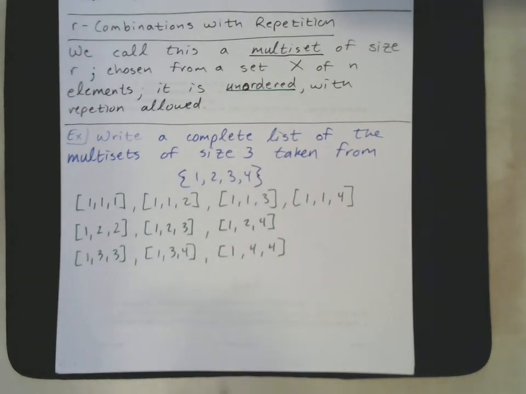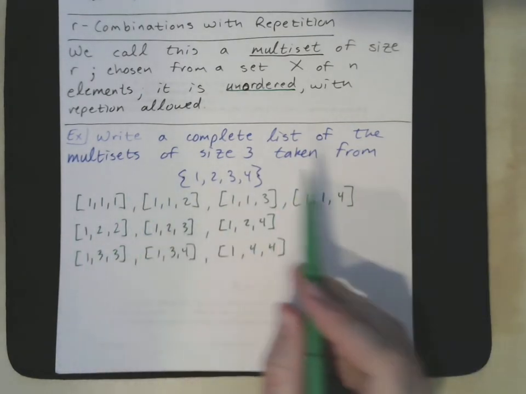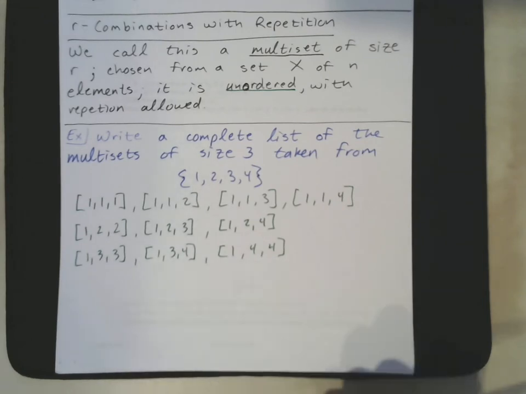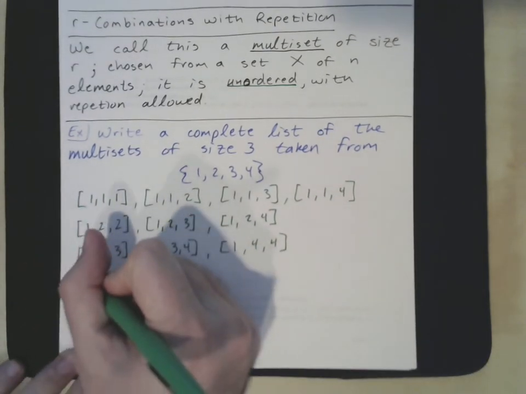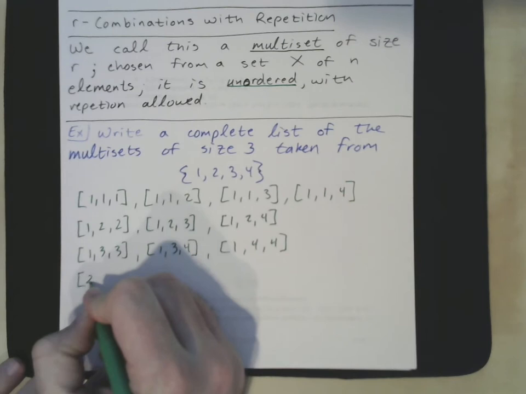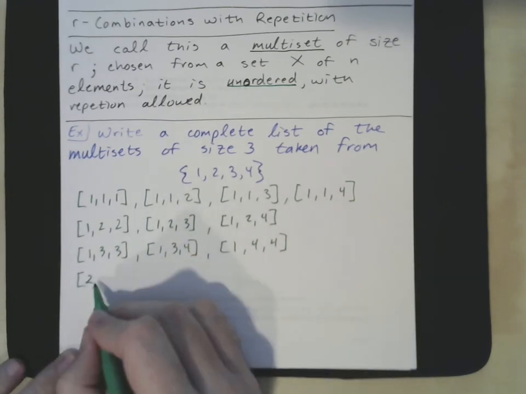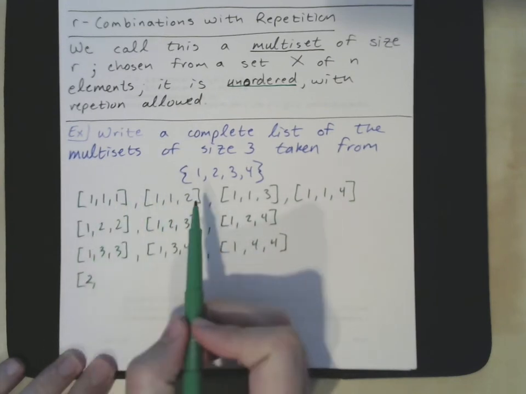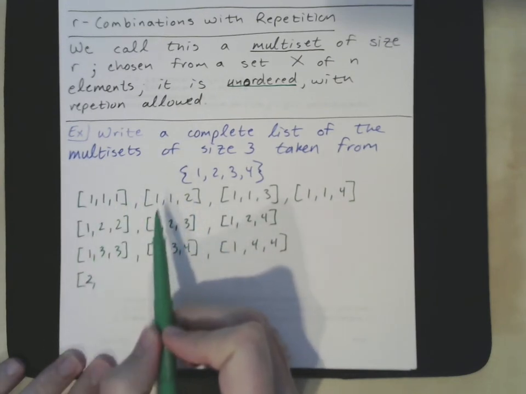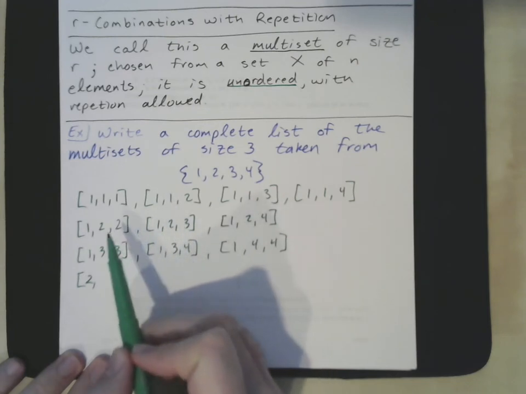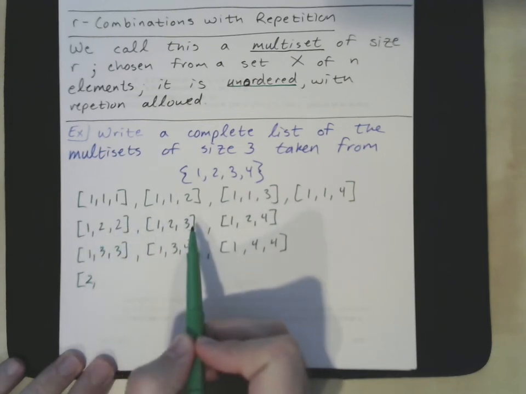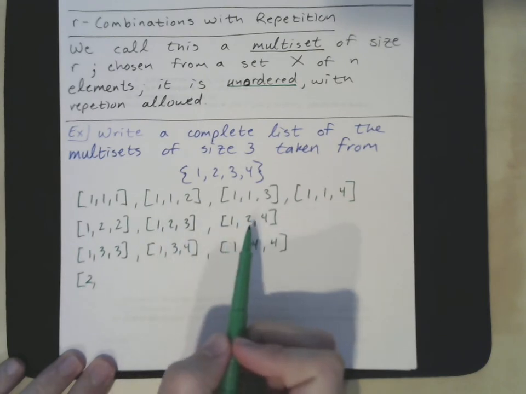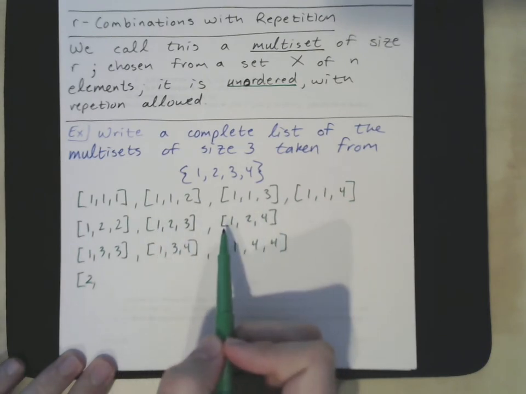So the next set, this is all of the multisets of size 3 that start with a 1. Now we move on to 2. So we start with 2, and anything that has a 2 and at least one 1 has already been written. So 2, 1, 1 is here. 2, 2, 1 is here. 2, 1, 3 is here. 2, 3, 1 is here. 2, 1, 4 is here. 2, 4, 1 is here.